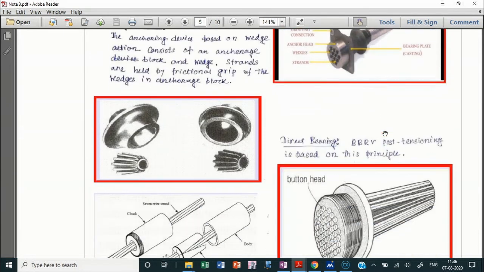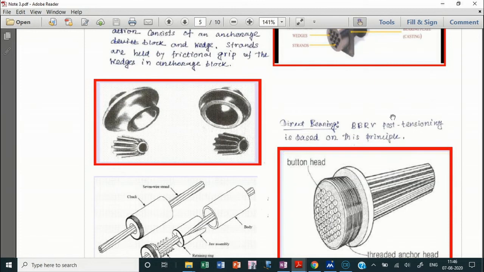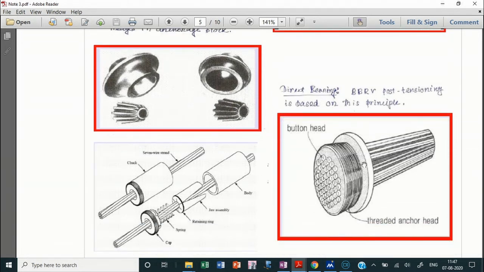Look like this type, and this is the direct bearing type of anchoring devices. This is the BBRV post tensioning device based on the direct bearing principle. Here you can see the threaded anchor head is there, and the button head is there, and you put stress, and it will directly anchor in this thread by this button head.